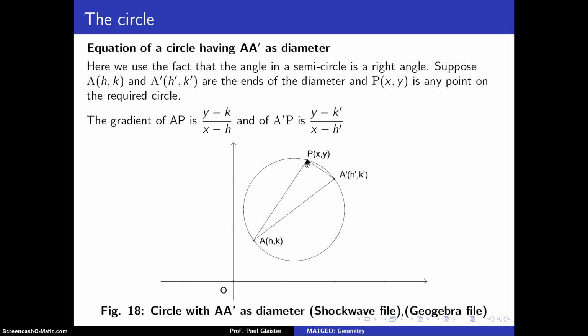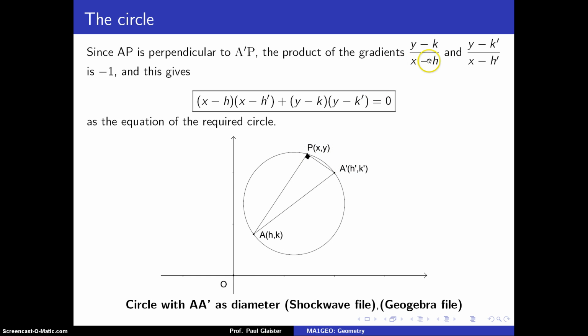Well, of course, if we write down the gradient of the line segment from A dashed to P, which is this expression, and the gradient of the line segment from A to P, which is this expression, then because those two gradients are of lines that are perpendicular to one another, their product must be -1. So these two have a product which is -1, and if you multiply those together, set them to be -1 and rearrange, you get the boxed equation.